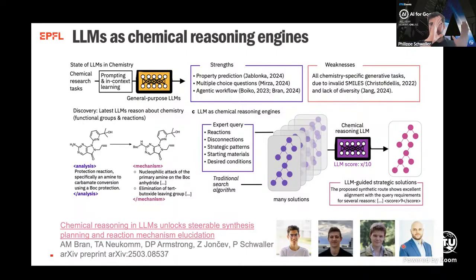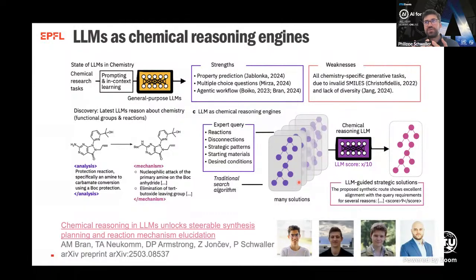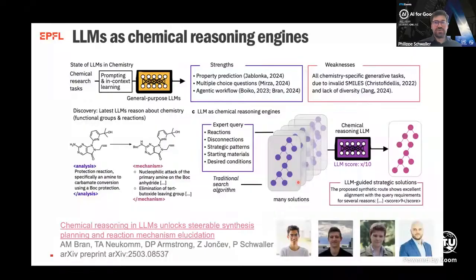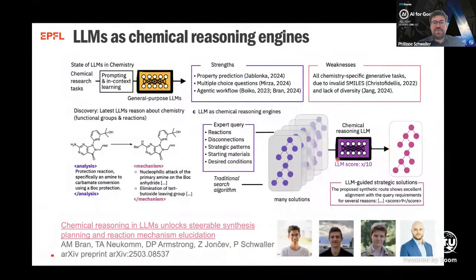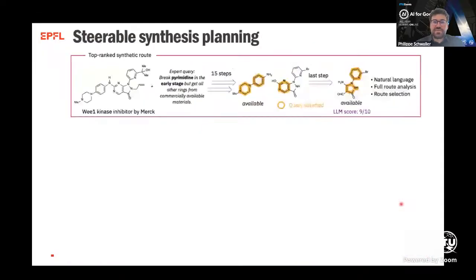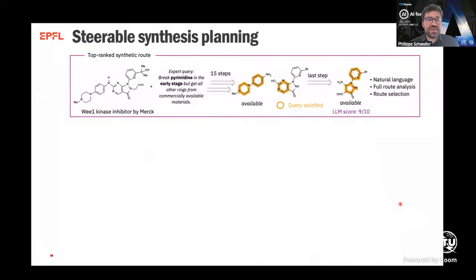because now you have a natural language interface. You can use a traditional search algorithm, which can be based on machine learning, to provide different solutions, and you can use the LLM to score the different solutions, reason about them, and guide you to the best strategic solution. And in that preprint, we have two main use cases.